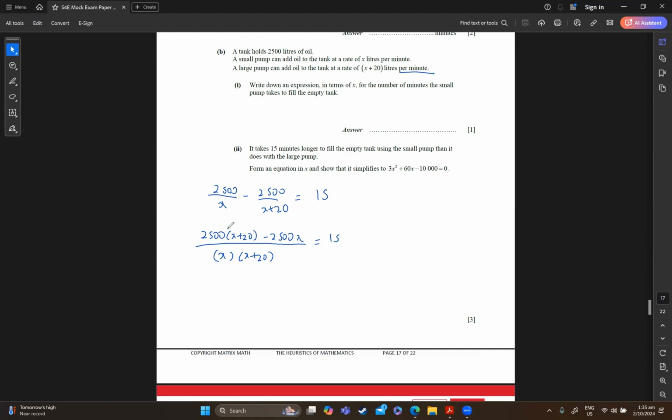Okay, so you expand the bracket, this 2500x minus 2500x, that gives you nothing. So you're just left with 50,000 at the top. Bring this up here. So 15x squared. So divide by 5.